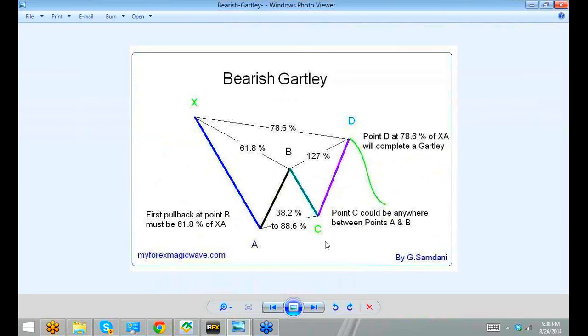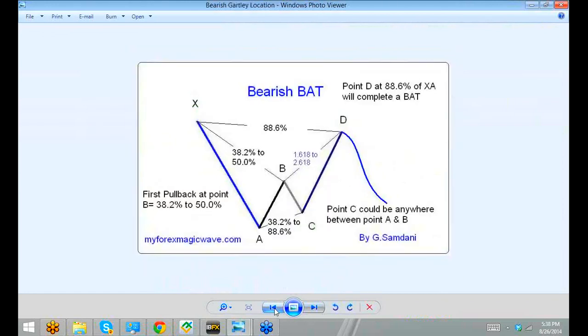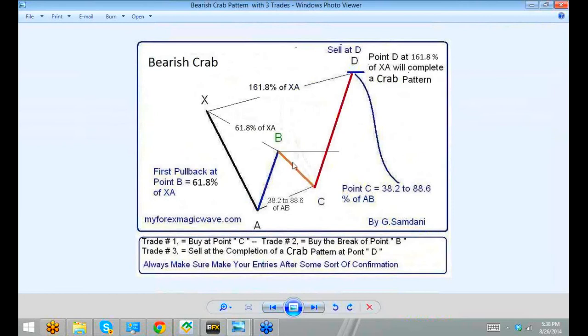When I say creative harmonic trading, the conventional way is once the pattern is finished at point D, you trade the reaction of it. The way I trade it is a little bit different. Let me show you, let's say this one, for example, this is a bearish Crab pattern. So the Crab pattern will be finished here at D, but I start trading from point C.